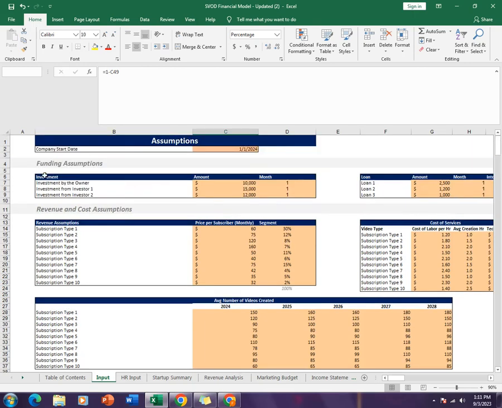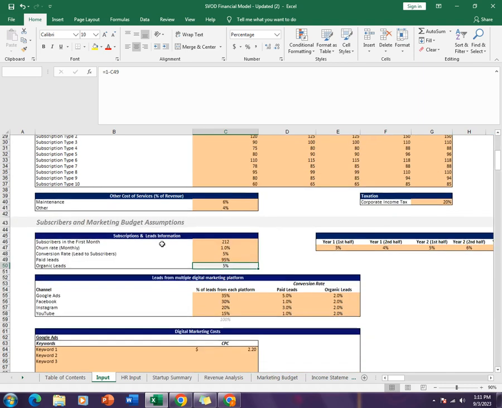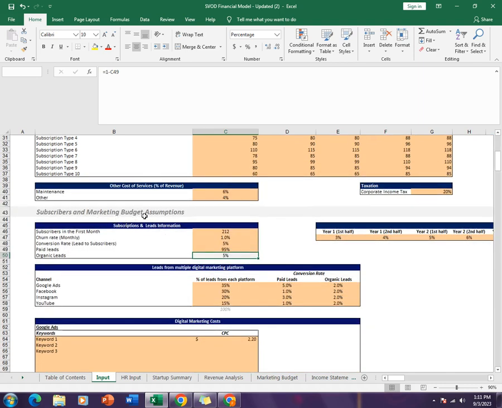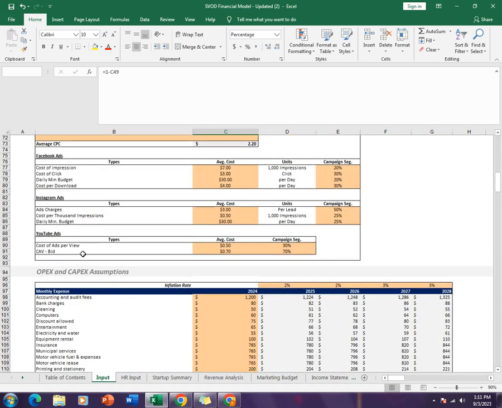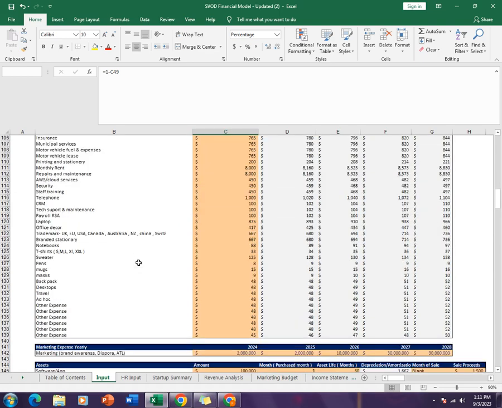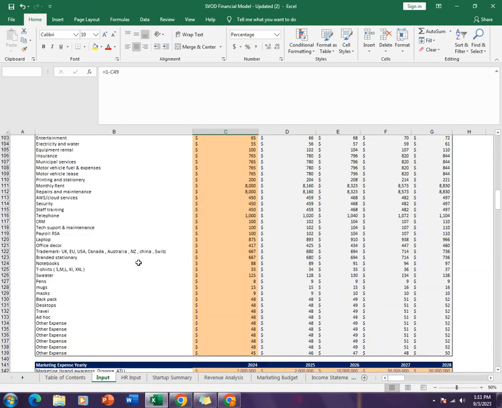This one is the SVOD financial model. As you can see, it includes the funding assumptions, revenue and cost assumptions, as well as your subscribers and marketing budget assumptions, OPEX and CAPEX assumptions, as well as working capital assumptions.